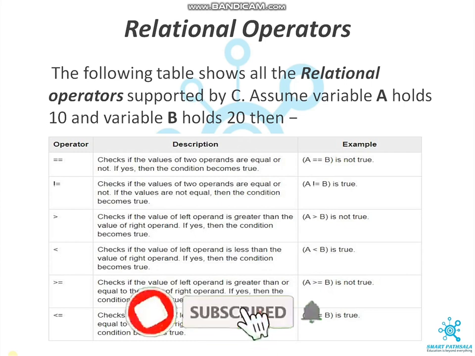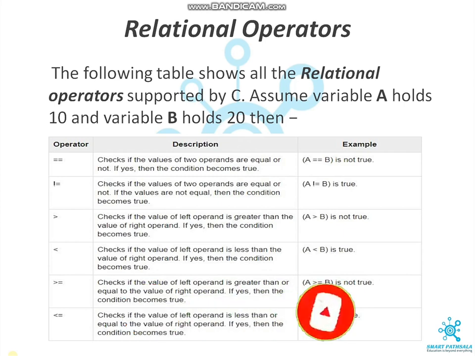Next one is what? Not equal to. Checks if the values of two operands are equal or not. If the values are not equal, then the condition is true. Okay, now here 10 and 20 are not equal, so A not equal to B is true. Next one is greater than. Checks if the value of left operand is greater than the value of right operand. If yes, then the condition becomes true. Now here 10 is less than 20, obviously 10 is less than 20, so the condition is not true.